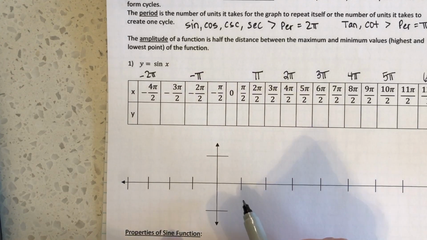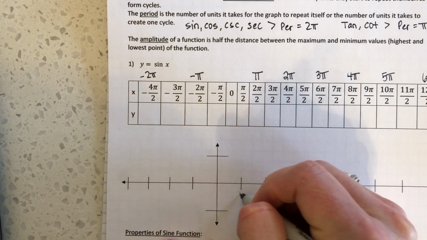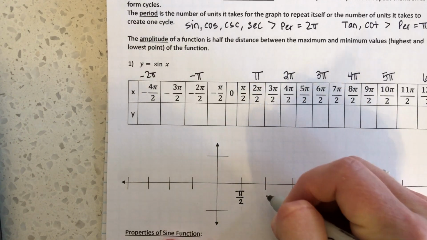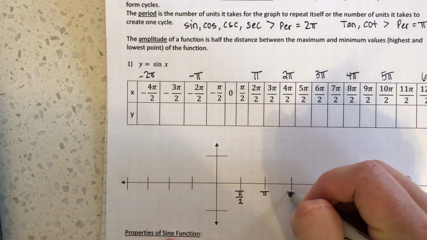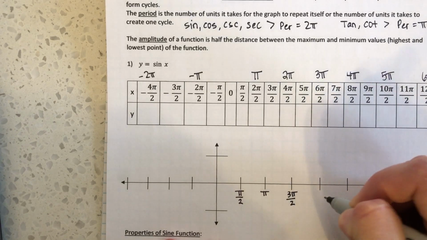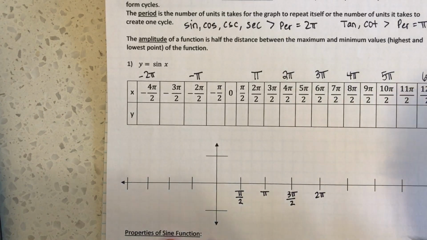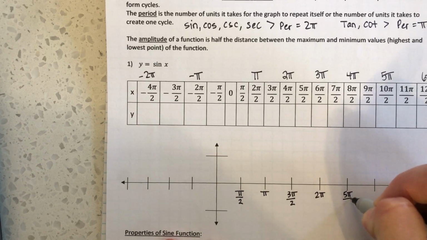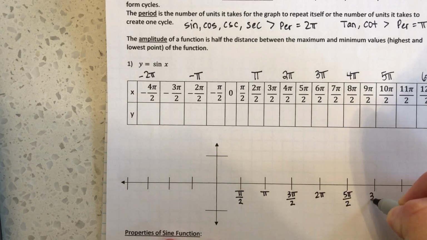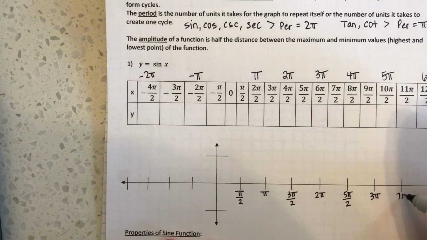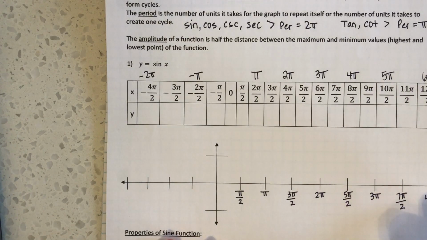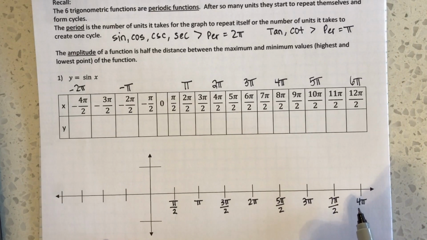All right, so let me label my x-axis. 0, 1 pi over 2, 2 pi over 2, which is pi, 3 pi over 2, 4 pi over 2, which is 2 pi, 5 pi over 2, 6 pi over 2, which is 3 pi, 7 pi over 2, 8 pi over 2, which is 4 pi. So this would be your second complete rotation around.